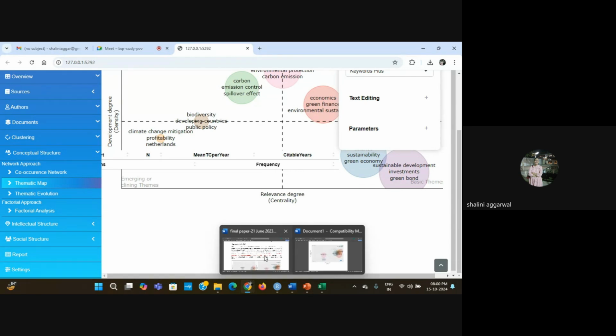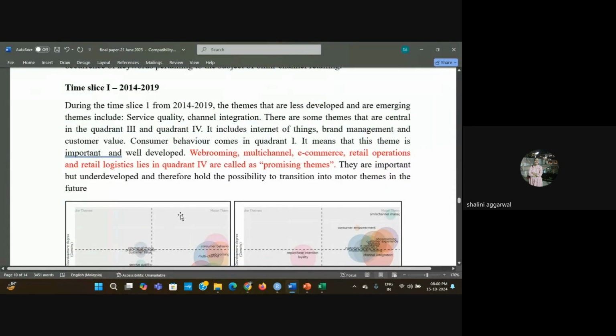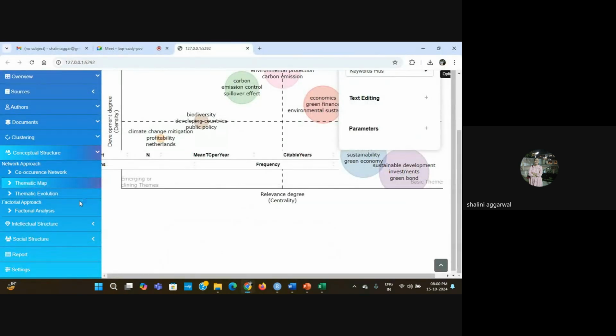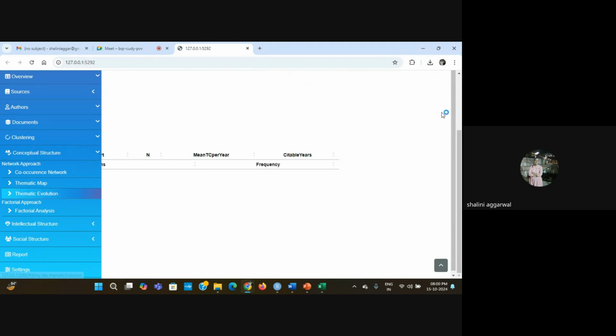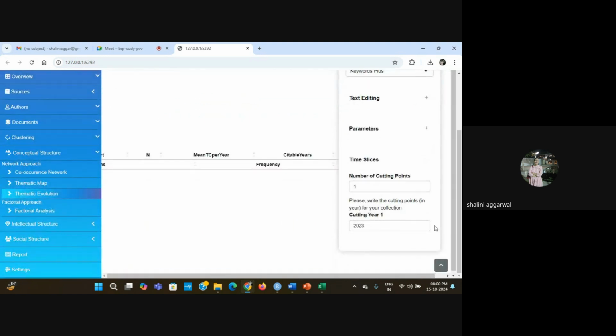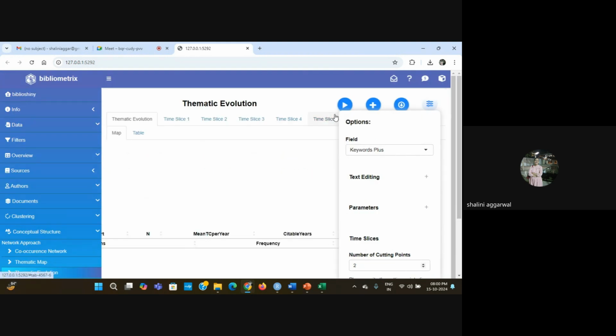Basically what I have done over here is that you give different time periods. Let me see where it is. Just getting out of my mind. Let me see to it. I think, yeah, it is there now. One minute, I'll show it to you. Wait. Thematic evolution, it is in this. Number of cutting points. This will divide into different time segments. Look at this.